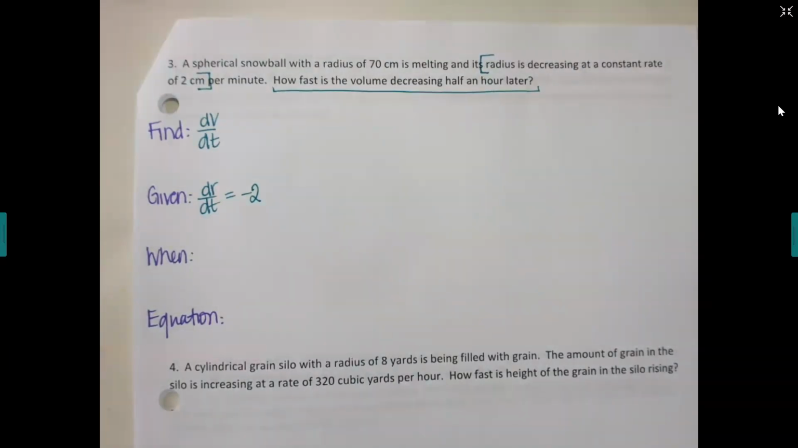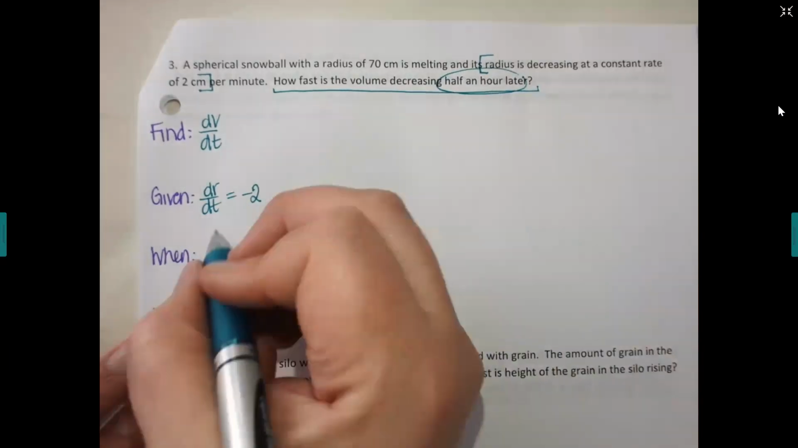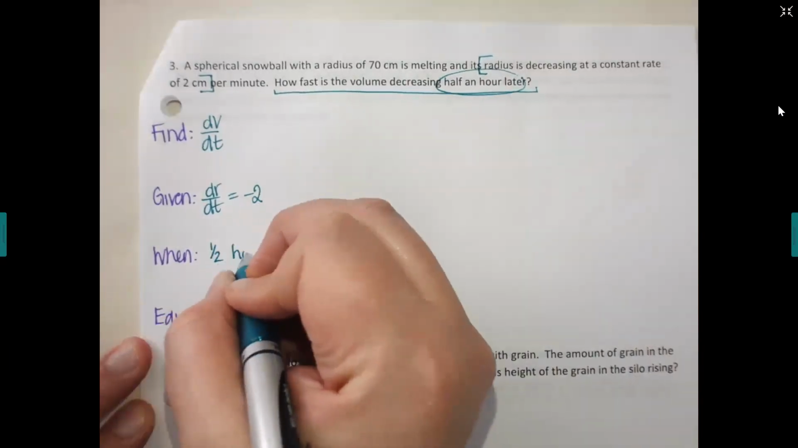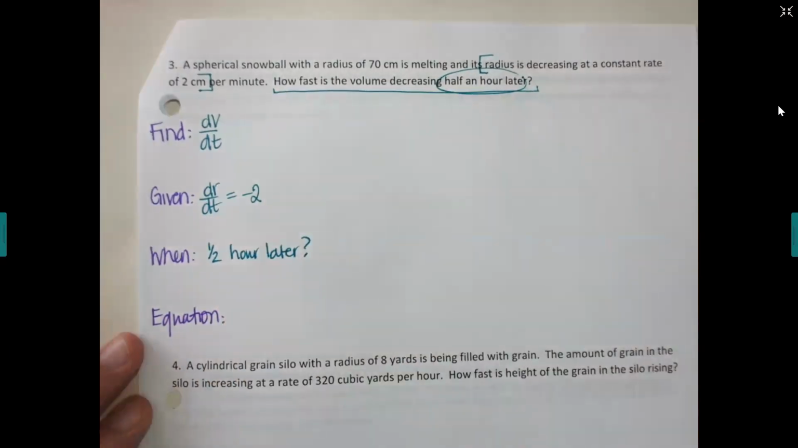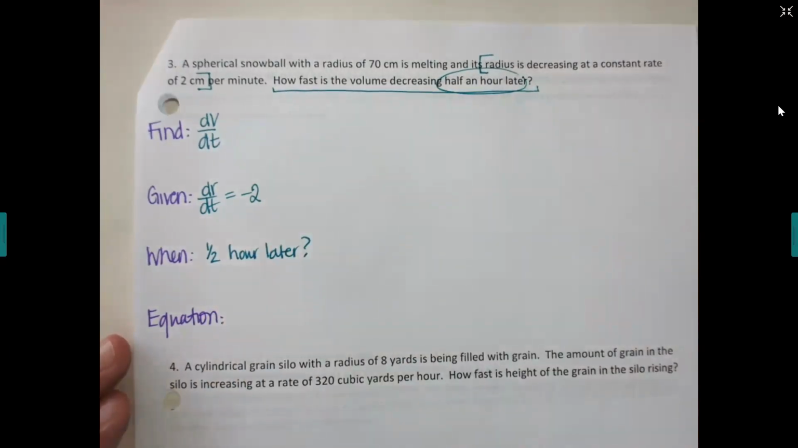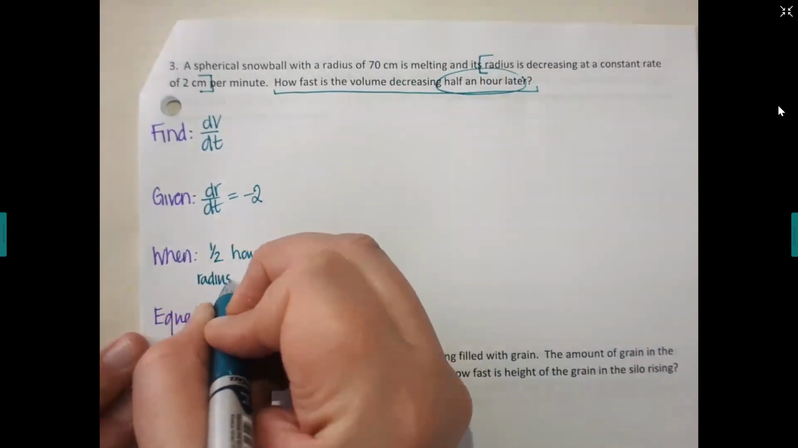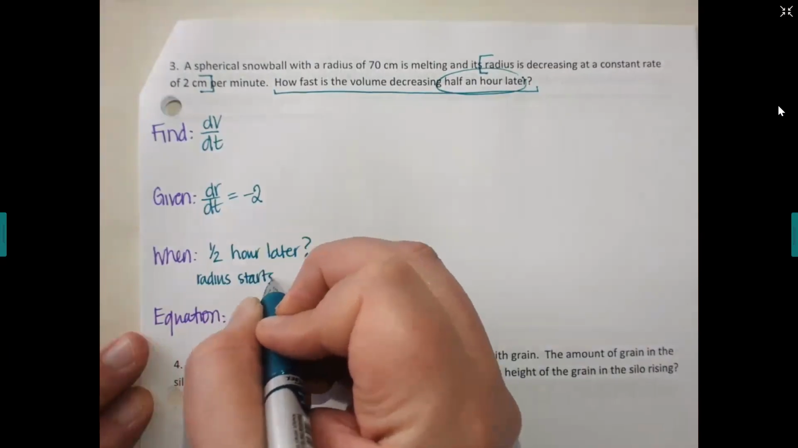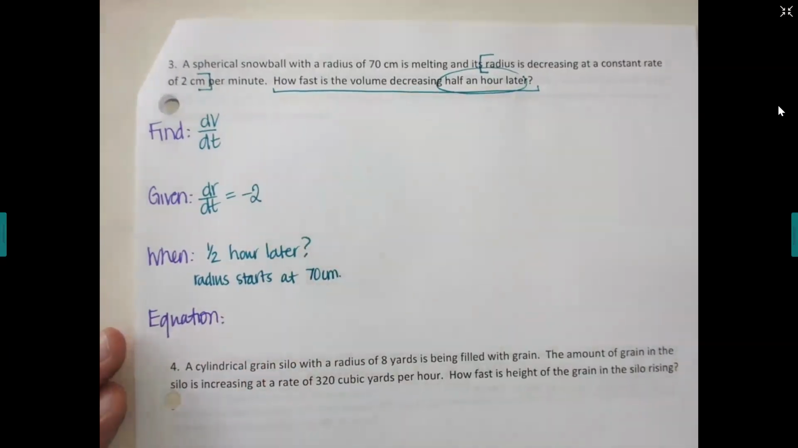Okay, now let's talk about the kind of weird thing. Your when is half an hour later. So I want you to put when: half hour later, question mark. Okay, now they also told us that the radius was 70, but that was before it started melting. So I'm going to put here the radius starts at 70 centimeters.